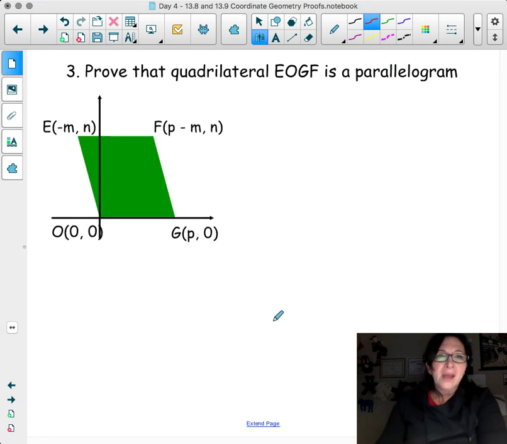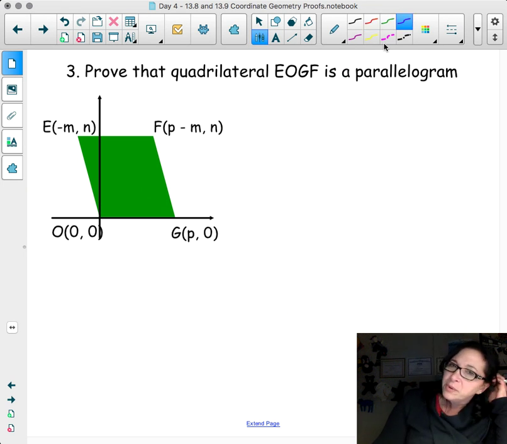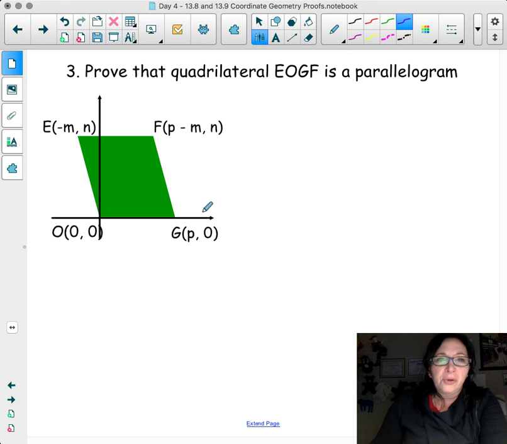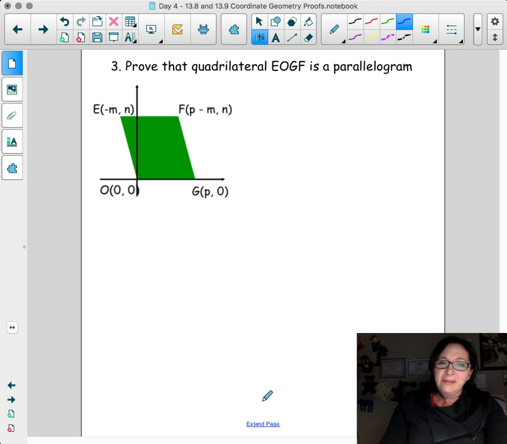Okay, next one. Prove that the quadrilateral EOGF is a parallelogram. I'm not sure if this is in your packet, or I don't remember seeing it, but this is a good practice. Prove that the quadrilateral is a parallelogram. This is a really cool problem because you actually have 4 different ways that you can do this.